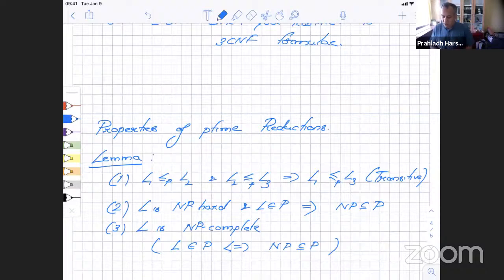Therefore, the second statement shows that to show NP is in P, it suffices to show that some NP hard problem is in P. The third one says that in order to show NP is in P, it's not just sufficient, it is necessary for us to show that an NP complete problem is in P. This is the only way. If you want to show NP is in P, you have to show that every NP complete problem, or even one NP complete problem, is in P. You can't escape showing that. This is what you need to show. It's both a necessary and sufficient condition.